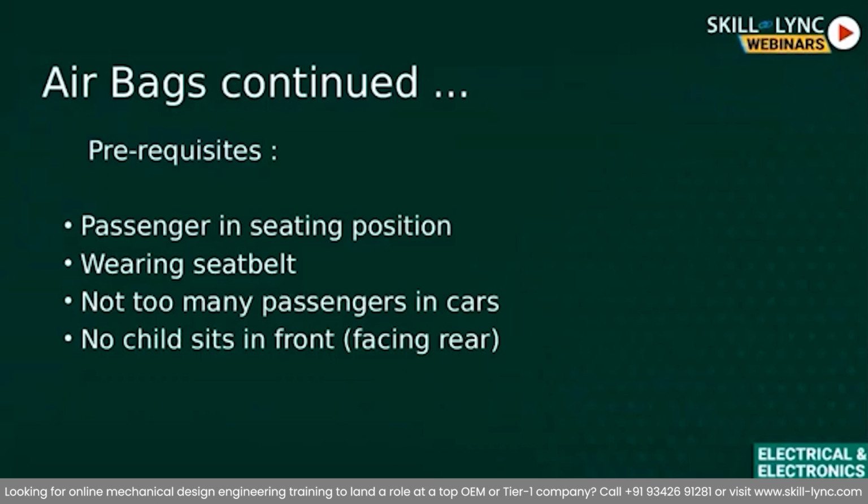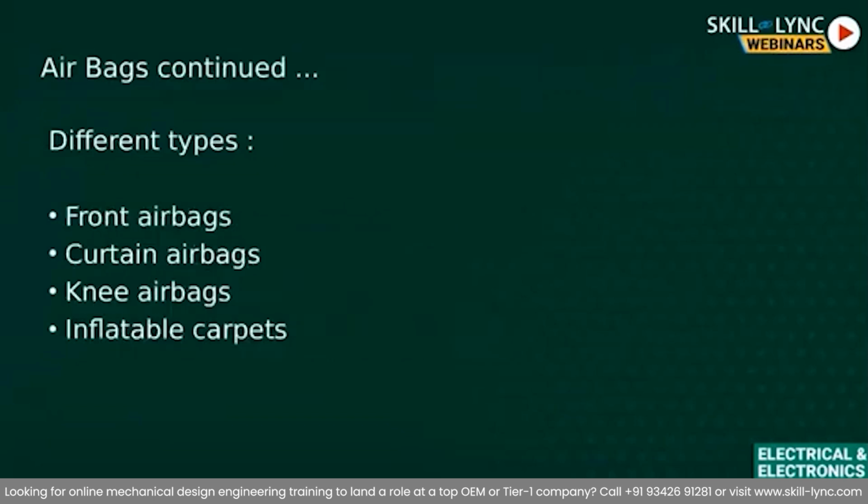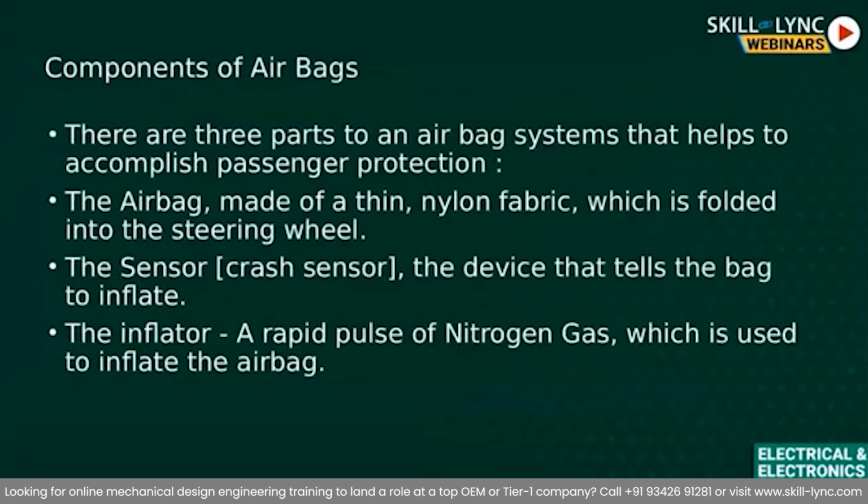And for these reasons, these prerequisites are important and must be taken care of. So we move on to the next slide. As the purpose of an airbag is to prevent the passenger's body from hitting the car, one airbag is not enough. Let us now look at different types of airbags in a car. As you can see in this slide, different types of airbags include front airbags, curtain airbags, knee airbags, and inflatable carpets. Let us discuss airbags in some more detail.